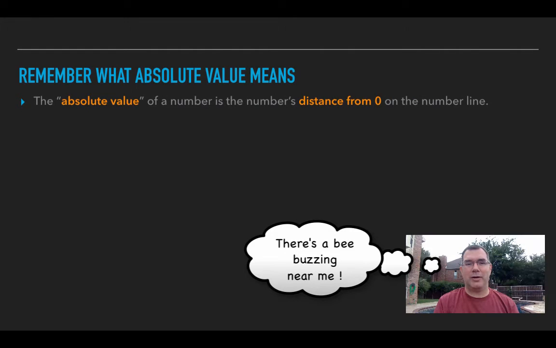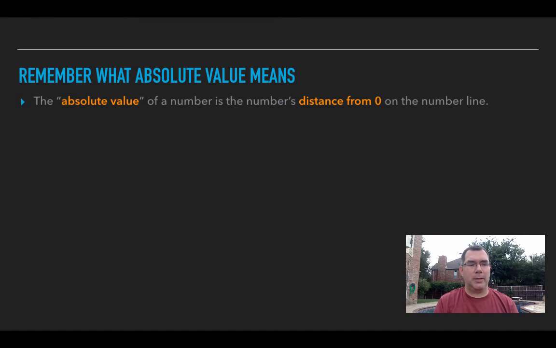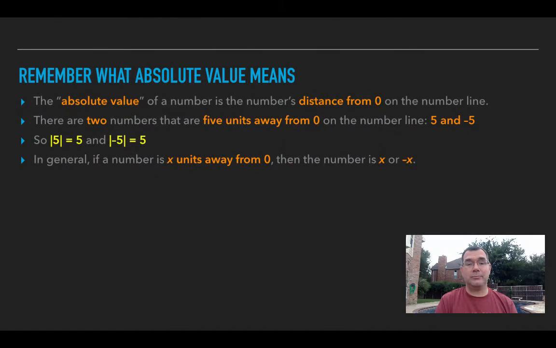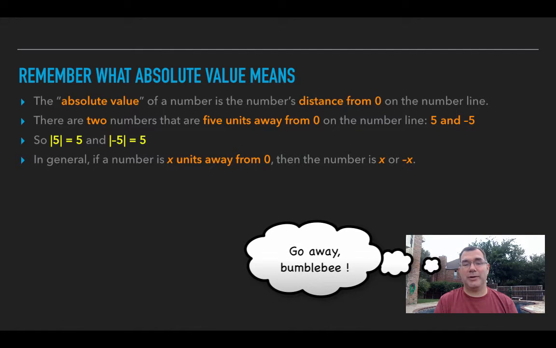The absolute value of a number is just how far away it is from zero. Positive numbers can have an absolute value and negative numbers can have an absolute value. So let's talk about numbers that are, say, 5 units away from 0. There's two of those. 5 is 5 units away from 0, and negative 5 is 5 units away from 0. So both of those have an absolute value of 5. We can say that the absolute value of 5 is 5, and the absolute value of negative 5 is also 5.